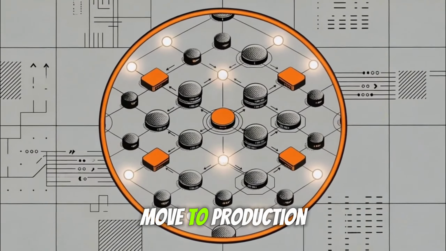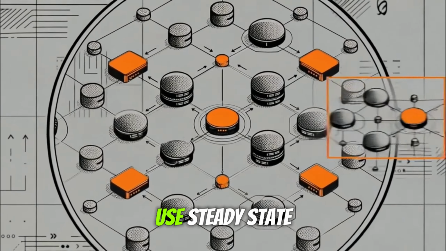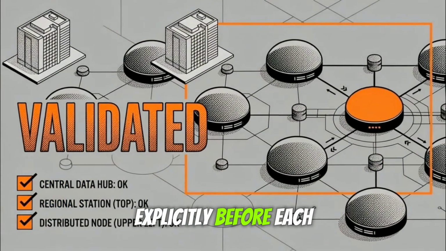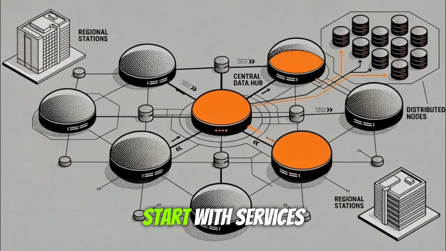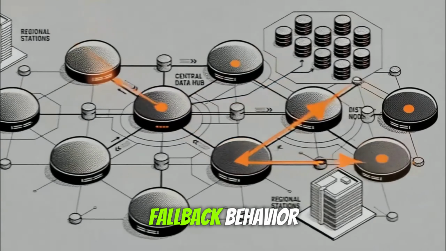From there, you move to production experiments with strict blast radius constraints. Use steady-state hypotheses. Define abort conditions explicitly before each experiment runs. Start with services that have strong redundancy and well-understood fallback behavior.